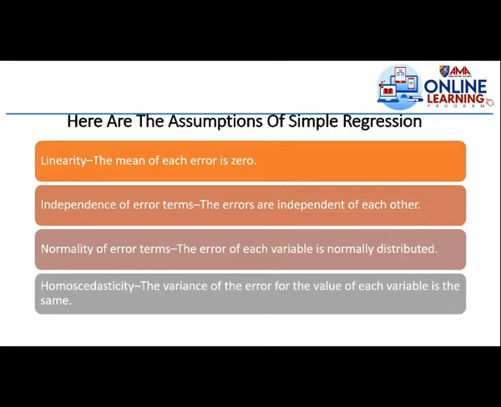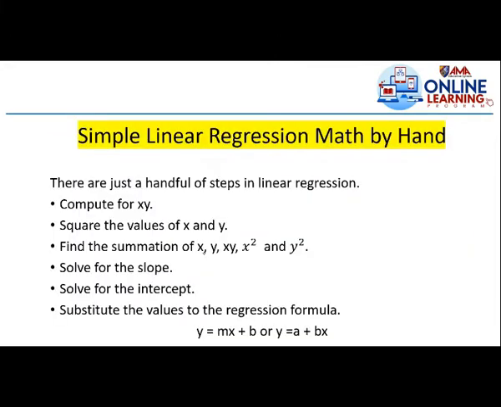homoscedasticity. The variance of the error for the values of each variable is the same. The variance, meaning the difference between the error of each value or data point, is almost the same. So we can say that they show homoscedasticity. Okay? Now, let's have an example of how to solve for the linear regression by hand.